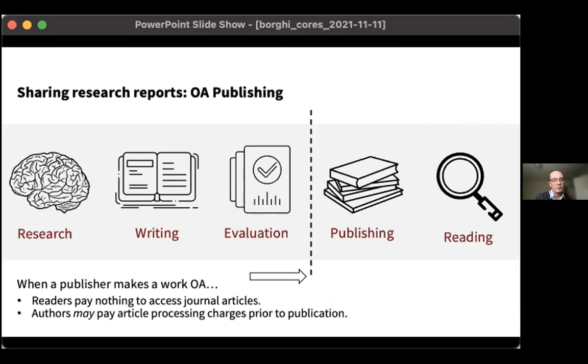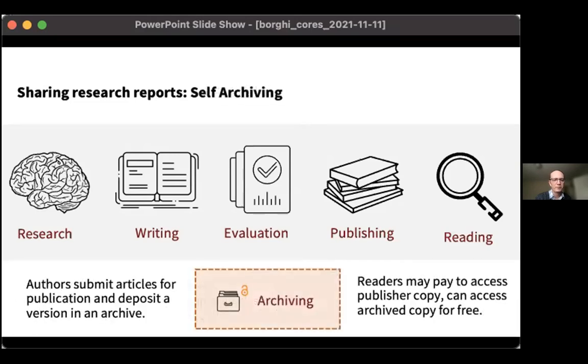Okay. This is in contrast to open access publishing, in which, in all forms, readers pay nothing to access journal articles. In some forms, an author may pay an article processing charge prior to publication, or they may not, depending on how the journal or the publication is set up. So, at this point, the reader can access things unfettered, basically, no paywalls.